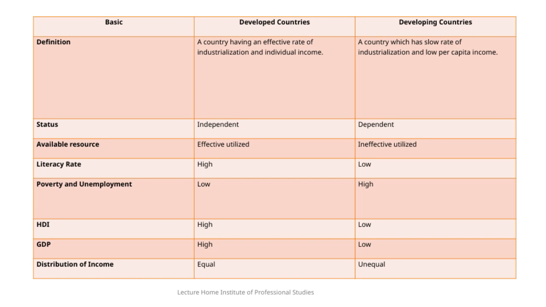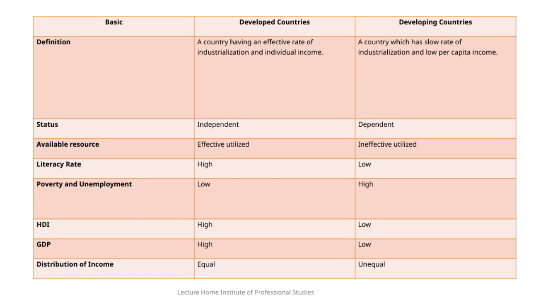When it comes to poverty and unemployment, basic countries generally experience lower levels, while developing nations often face high poverty and unemployment rates, which are key barriers to progress. The Human Development Index, or HDI, reflects these differences as well, higher in basic countries and lower in developing ones. The same pattern applies to GDP. Basic countries have high GDP levels, indicating stronger economic activity, whereas developing countries tend to have lower GDP figures.